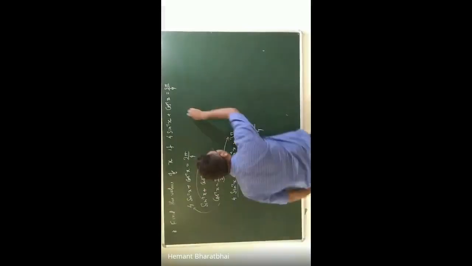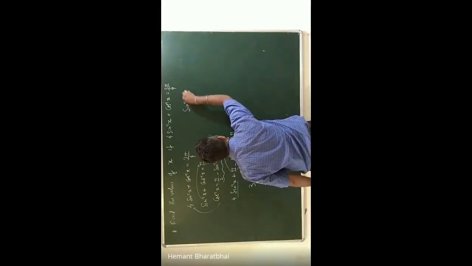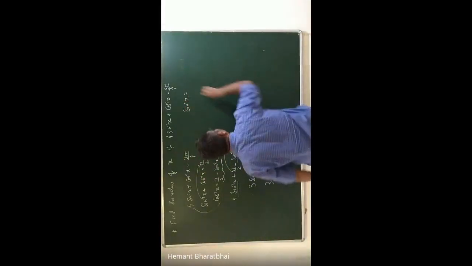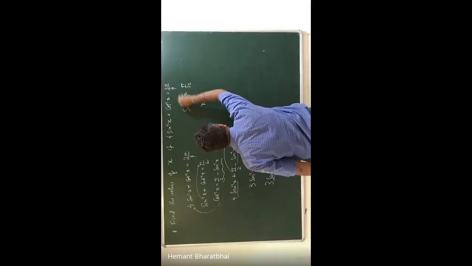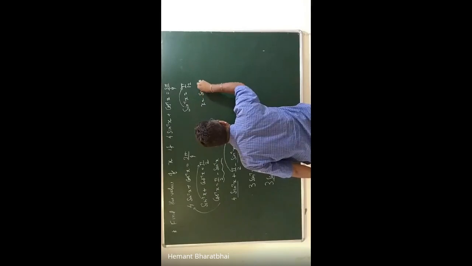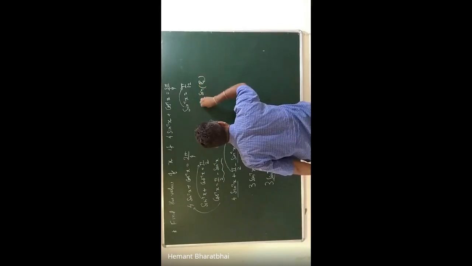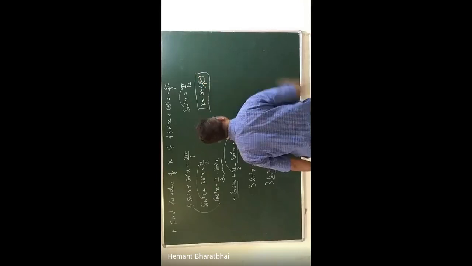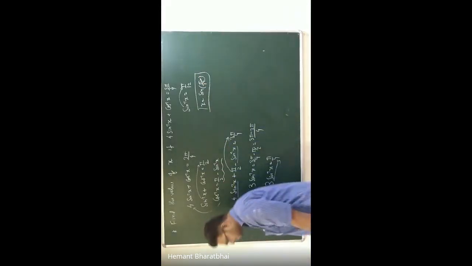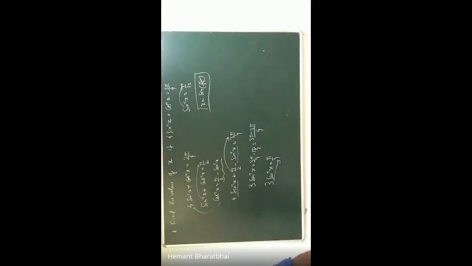So I'll get sine inverse of x is equal to 5 by 12. Therefore, x is equal to, if this goes over there, it will become sine of 5 by 12. So the value of x is sine of 5 by 12. We wanted us to find out the value of x, and we have got the value of x, okay, as sine of 5 by 12.